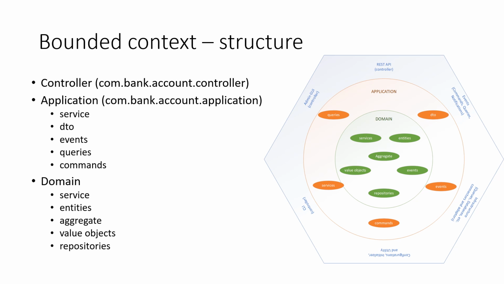You can write a controller class that will be an API, which is invoked directly from the external world, and then you can have an application package, and inside the application package, we can have service, DTOs, events, queries, which are directly communicated from inside and outside. And then inside you keep the domain, which is totally hidden from the outside world. So this domain includes services, but they are not directly invoked, entities, aggregates, etc. But they are not directly invoked from the outside world.